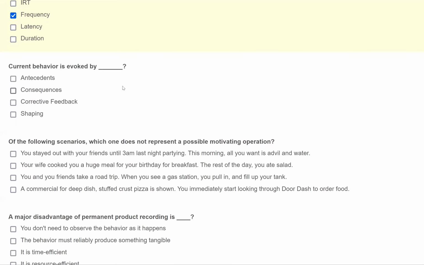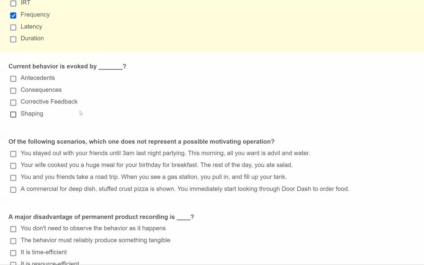Well, what evokes behavior? SDs, prompts, right? SDs and prompts are what? Antecedents. In order to evoke a behavior, it has to happen before the behavior. And what do we call something that happens before the behavior? Well, we call them antecedents. What do consequences do? Consequences increase behavior. Consequences decrease behavior. Consequences don't evoke behavior.